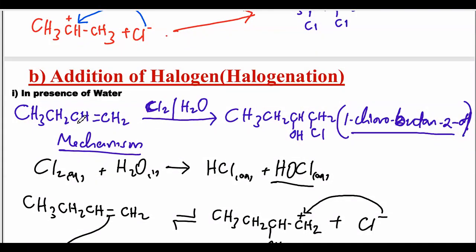But Markovnikov's rule applies if we're adding a molecule which has a hydrogen atom. And it normally applies if the compound we are working on is unsymmetrical. Do you understand when we say unsymmetrical?